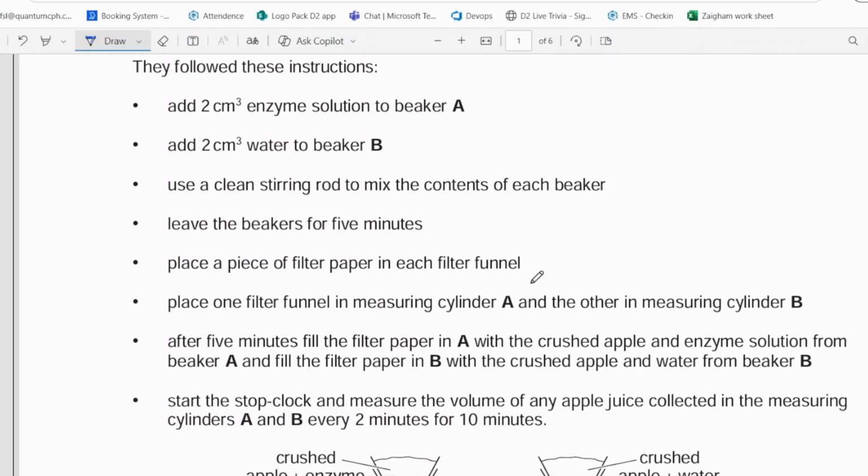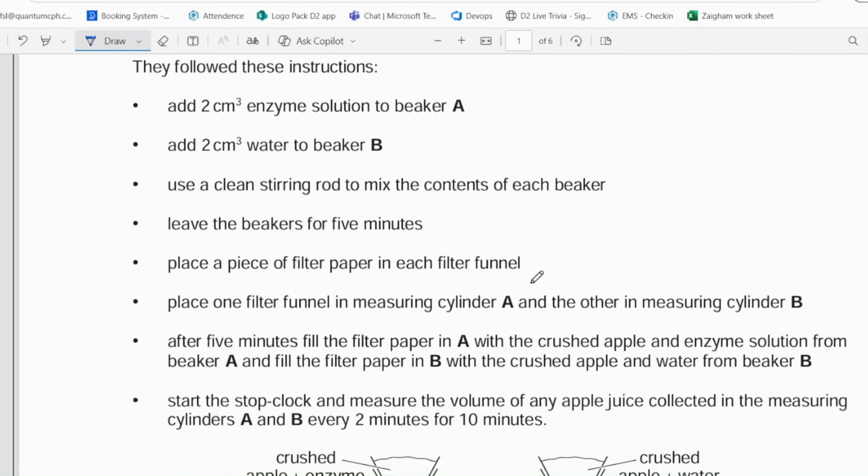Good. Using a clean stirring rod to mix the content. Why do we clean the rod every time? Good, to prevent the transfer of impurities or the content of one test tube to the other. Okay, leave the beaker for 5 minutes.